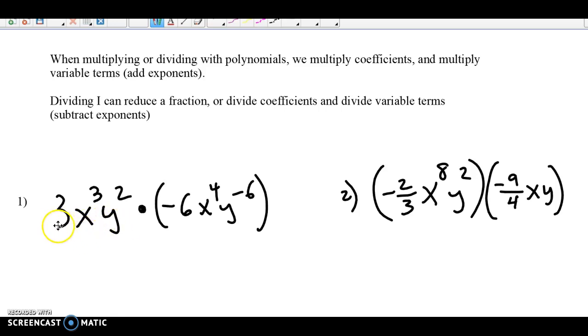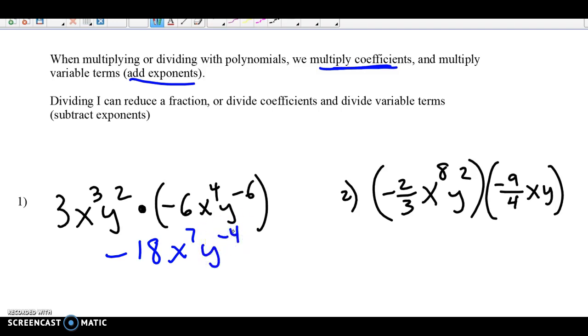So number one, if I'm asked to multiply these two monomials together, I will multiply the coefficients first. So 3 times negative 6 is negative 18. And then I'm going to multiply the variable terms by adding the exponents. So the x's, x to the third times x to the fourth is x to the seventh. Y to the second times y to the negative 6 would be y to the negative fourth.